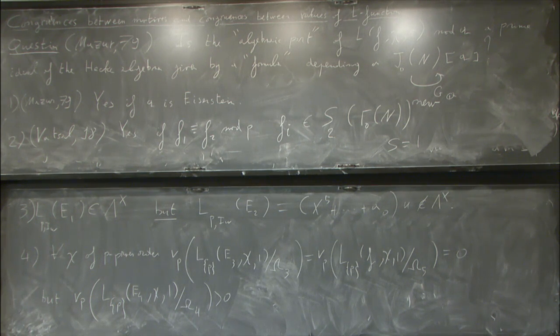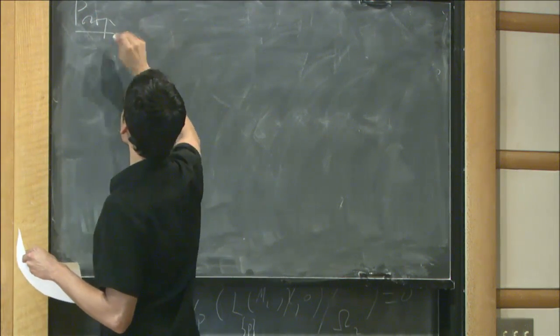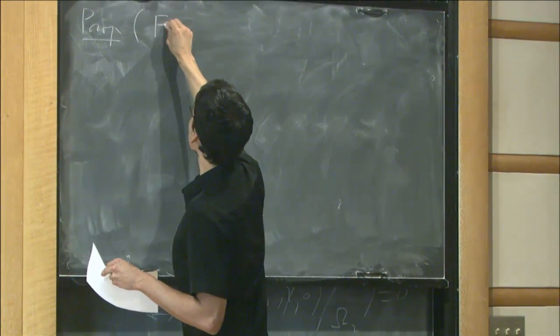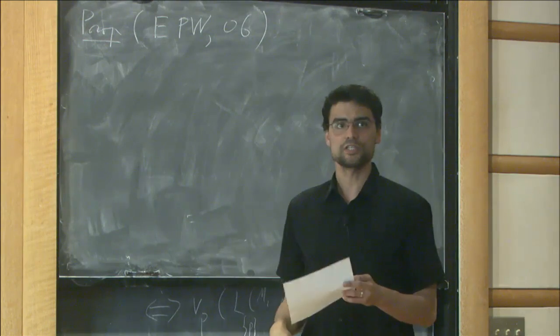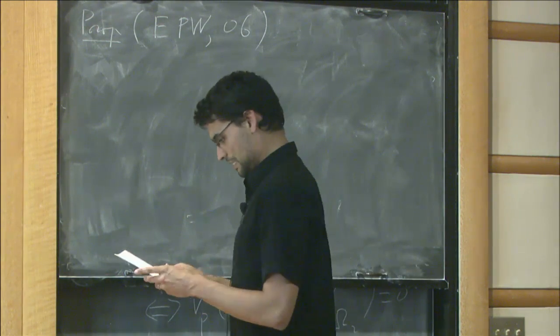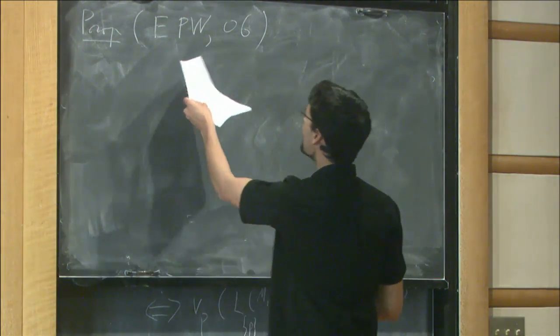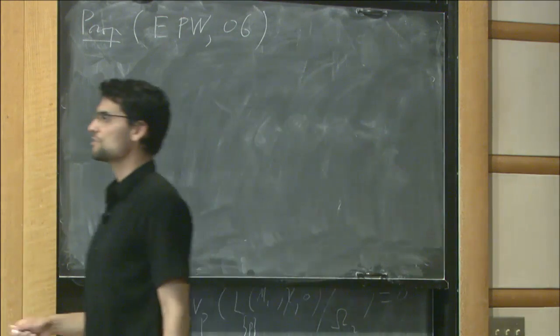At least in the ordinary case. So in our examples, that's for E1 and E2 and P equal to 5. And we can do this with the following proposition, which is due to Emerton, Pollack, and Weston, 2006. So I'm going to apply the proposition to that specific case.